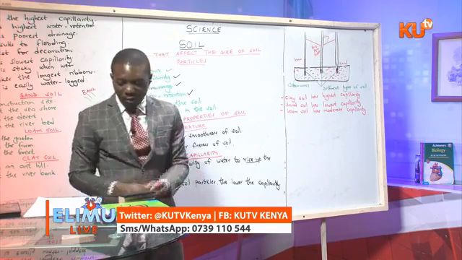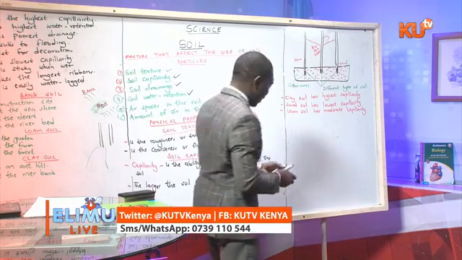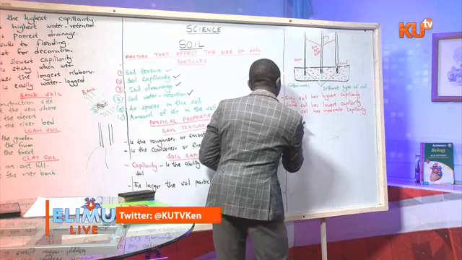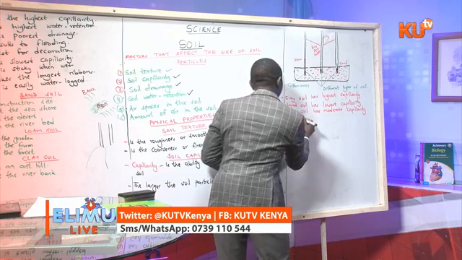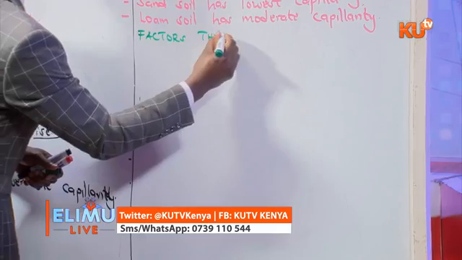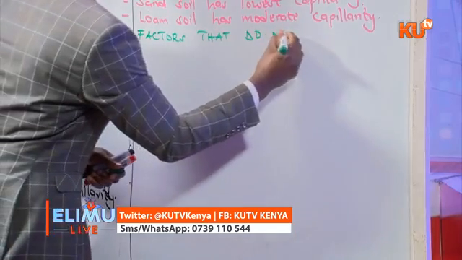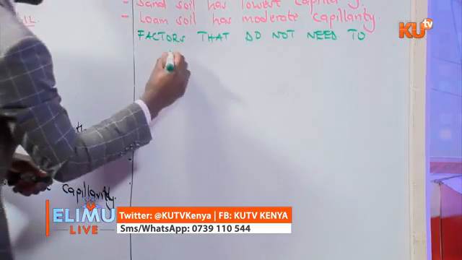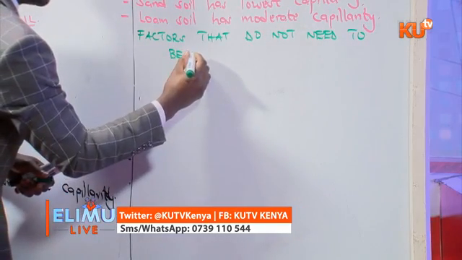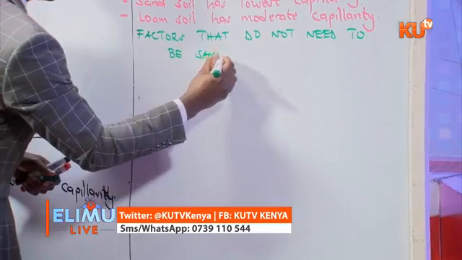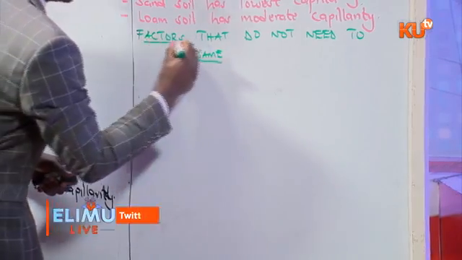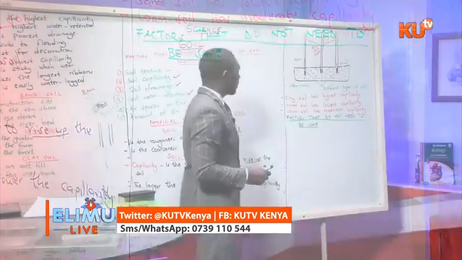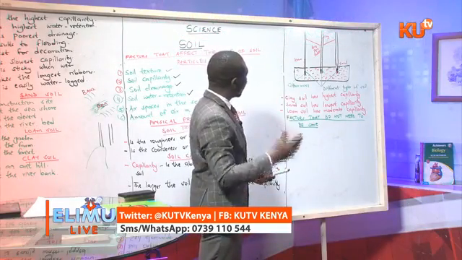Now there are conditions that do not affect. Which factors do not need to be the same when you are conducting this experiment on capillarity? Sometimes you can do this experiment and you'll find it does not show you the correct results. There are some factors that you ignored. When you're carrying out these experiments, there are some factors that should not be the same.